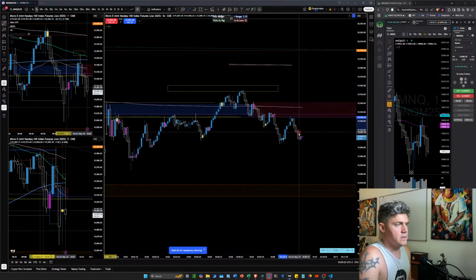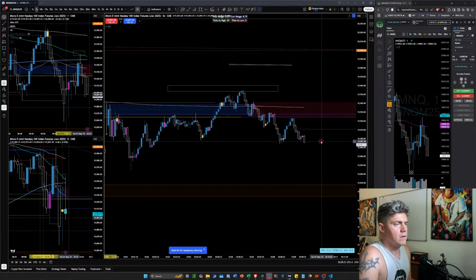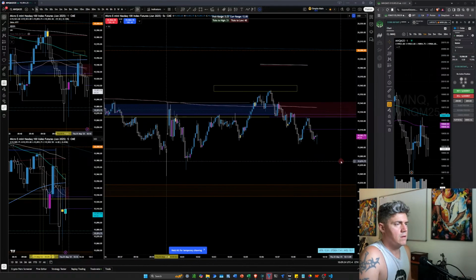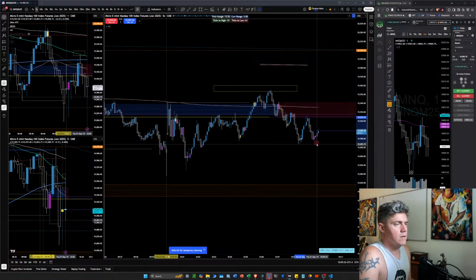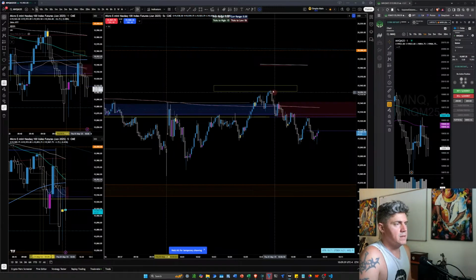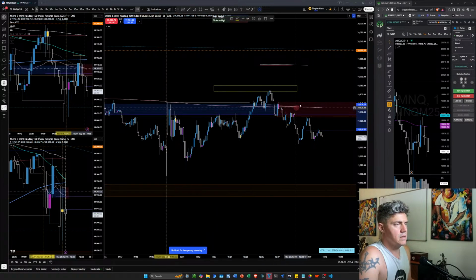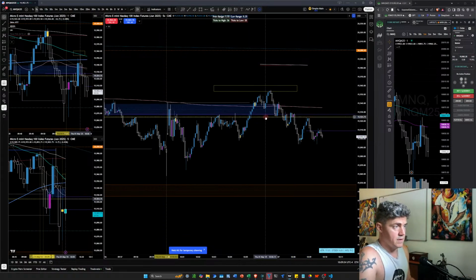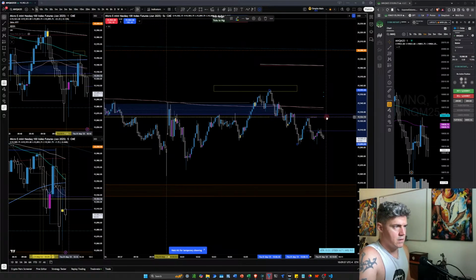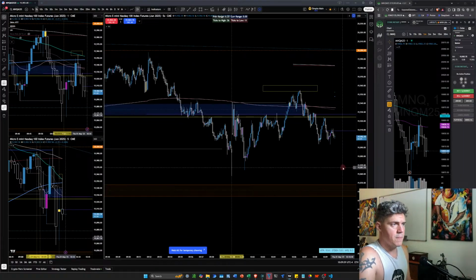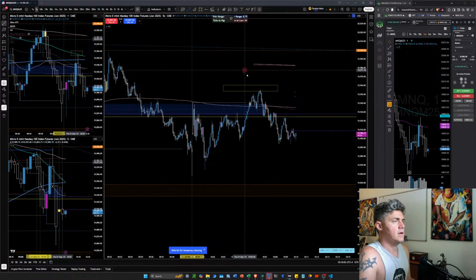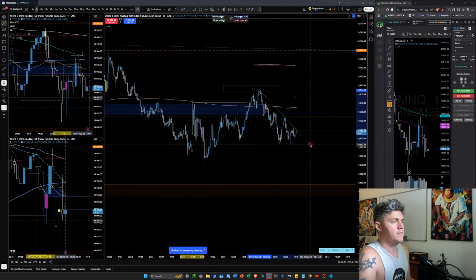All right, let's see. 50 respected. 50 respected. Pulling back. I don't expect it to get respected that many times in a row. This bank line. That's lining up perfect with the bank level. Now you have a bull flag.